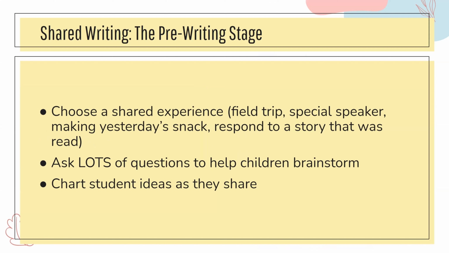So the pre-writing stage is when you brainstorm and plan what you're going to write about. A really solid way to get children thinking about how to write is to choose a shared experience, whether it was a field trip, a special speaker to the classroom, a special event that you had, making yesterday's snack, or maybe a story that you read that everyone really liked. So you choose a shared experience and then ask lots of questions to help the children brainstorm. And you could even chart the students' ideas as they share. Once you've talked about the ideas that they have, then you can move on to planning and organizing those ideas and putting them into a story format.